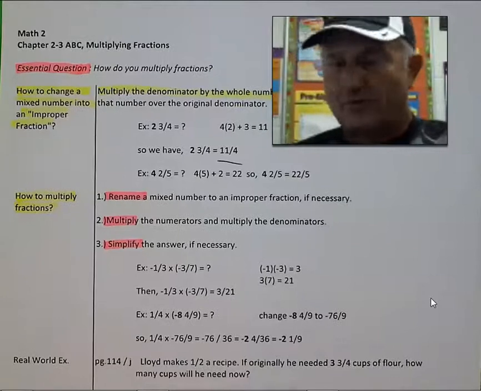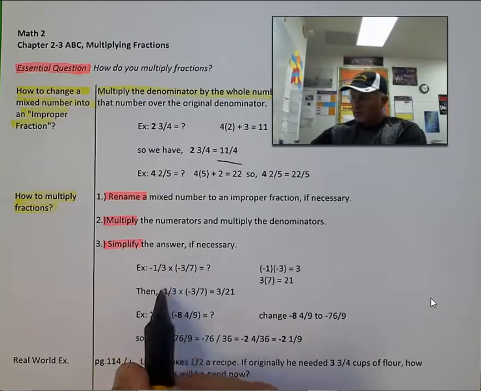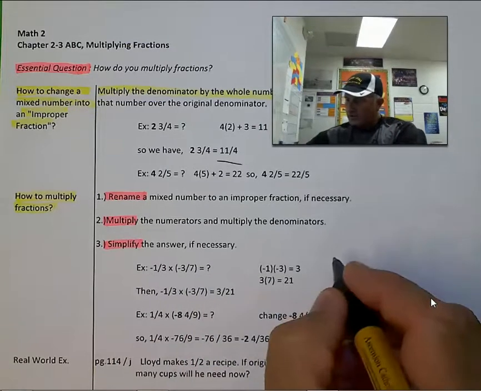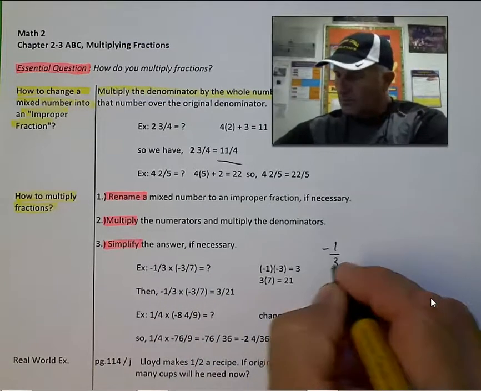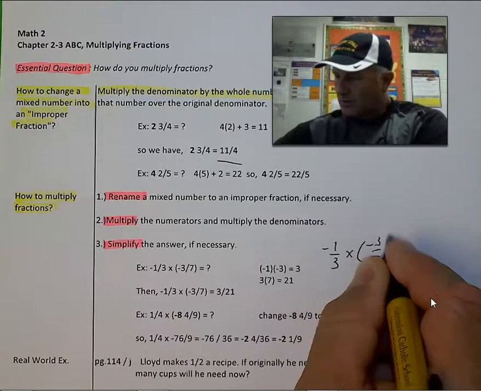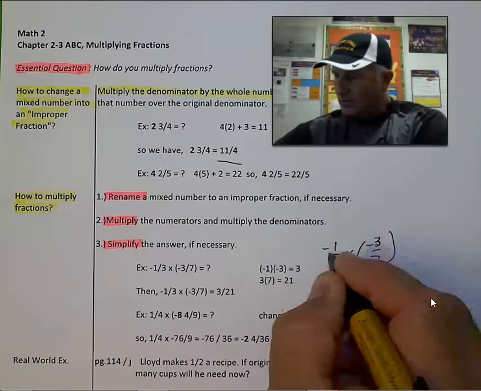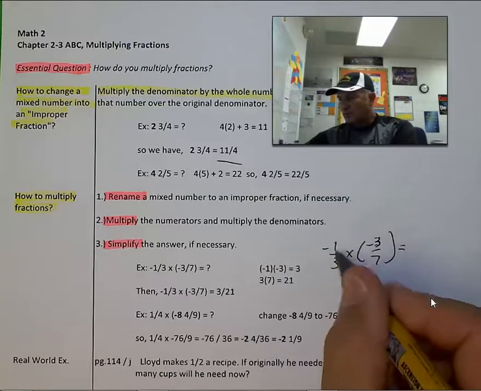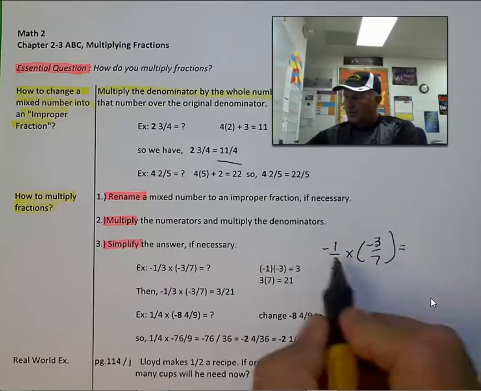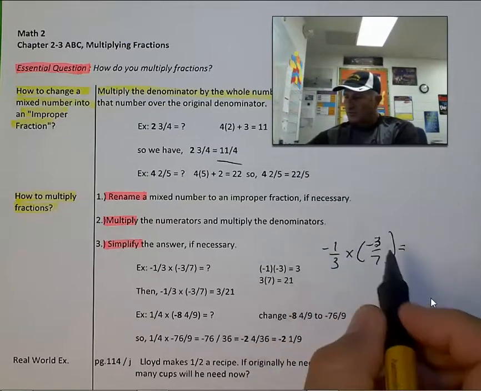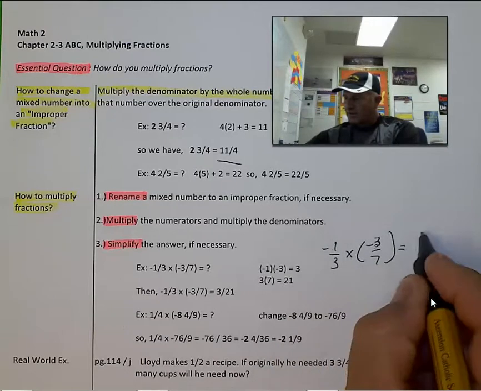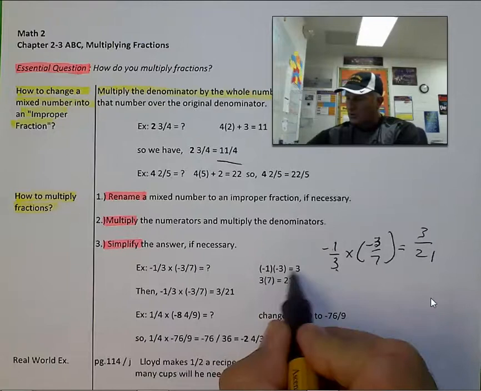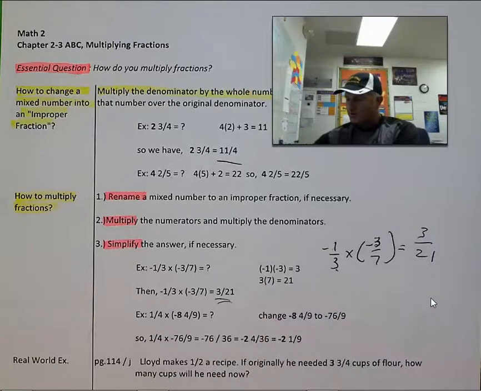If we start off here with a negative 1/3, we want to multiply it by a negative 3/7. Remember the negative here, we put it with the top number. That's what I've been showing you all along. It doesn't go top and bottom, just one or the other, and I've been putting them on top. Now just multiply straight across. Don't forget about your sign rules. Negative 1 times negative 3 is positive 3. 3 times 7 is 21. There's your answer.